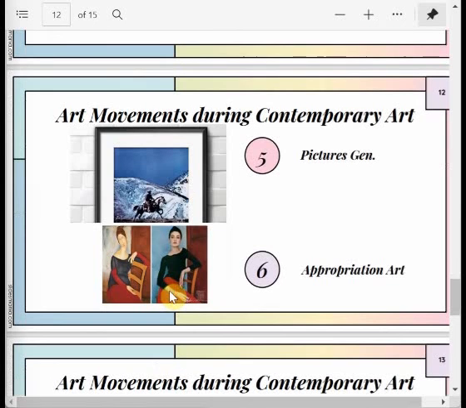Next is the pictures generation. Okay. So artists Cindy Sherman, Louise Lawler, Gary Simmons, and others who were influenced by conceptual and pop art experimented with recognizable imagery to explore how images shape our perceptions of the world. So the pictures generation was a loose affiliation of artists influenced by conceptual and pop art who utilize appropriation and montage to reveal the constructed nature of images.